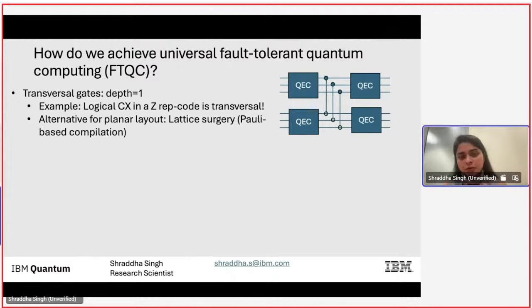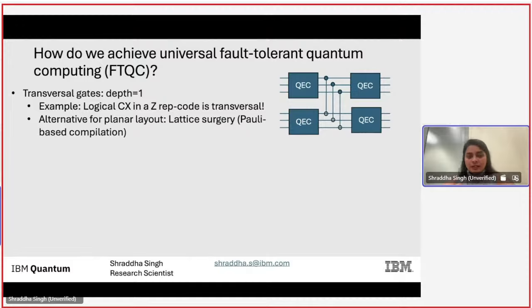And I'm talking about planar layout because, as you've seen, your classical processors, your chips in your laptop, are essentially 2D. So any chip we envision is generally 2D, because of various reasons related to fabrication, etc. So if you would like to stay in 2D, then transversal gates are not quite the choice, but it's not the end of the world.